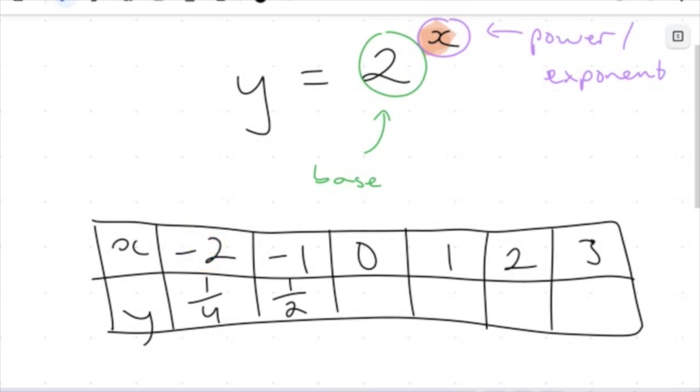Inputting 0: 2 to the power of 0, thinking back to indices, anytime we have a power of 0, I get 1. And so on and so forth. Plugging in the 1 gives me 2 to the power of 1, which is 2. 2 to the power of 2 is 4. And 2 to the power of 3 is 8.